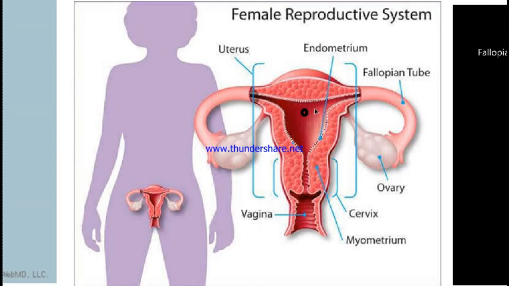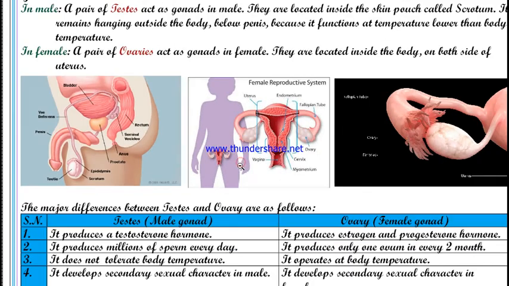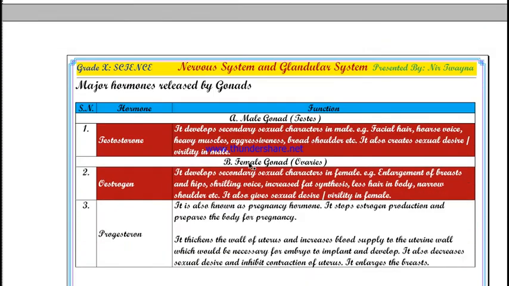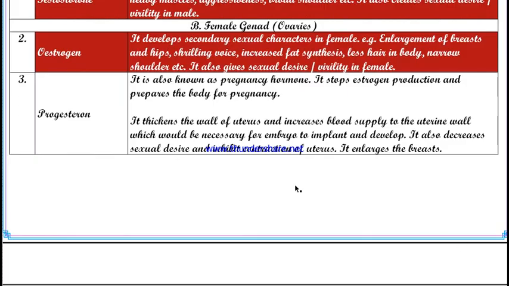Understood that? In that way, progesterone prepares the body for pregnancy. Okay, let us discuss further. It thickens the wall of the uterus and increases blood supply to the uterine wall, which is necessary for the embryo to implant and develop. It also decreases sexual desire and inhibits contraction of the uterus.